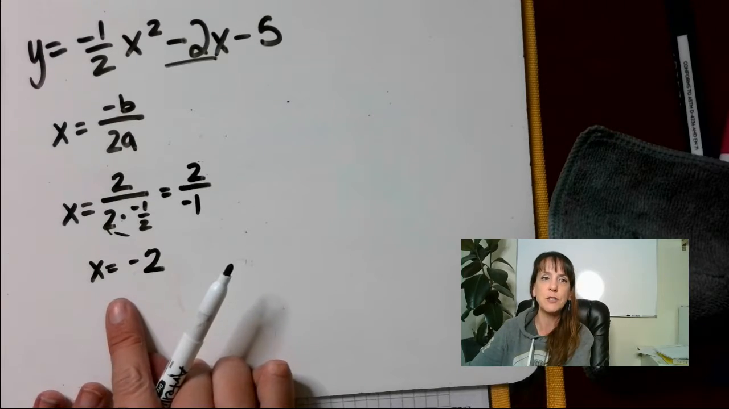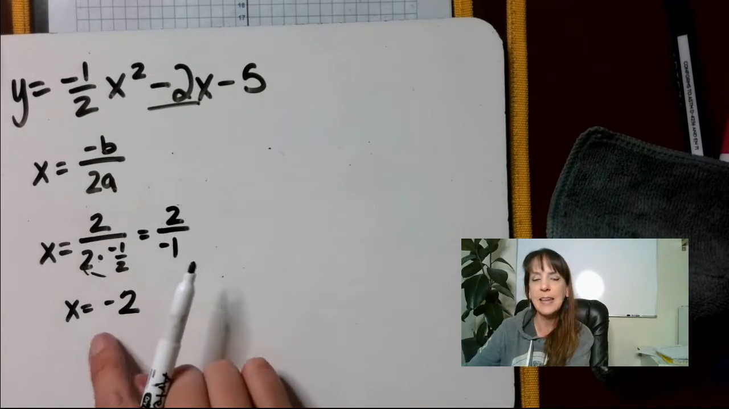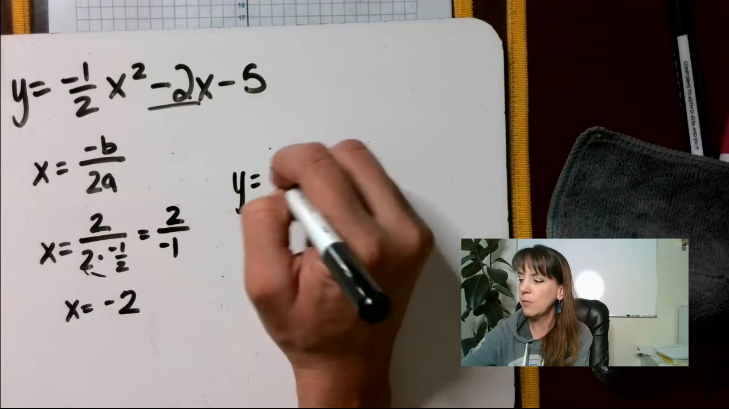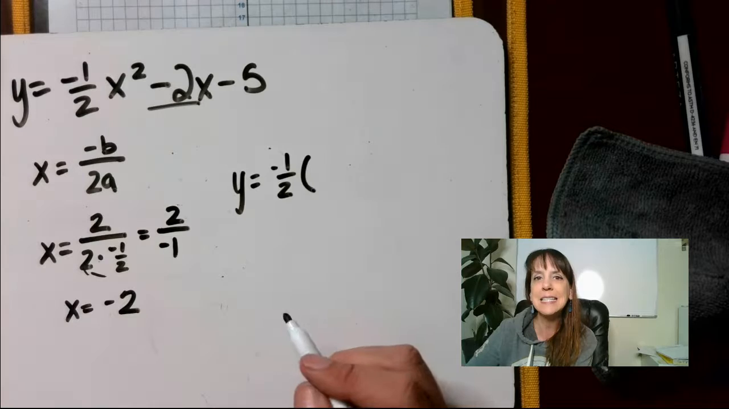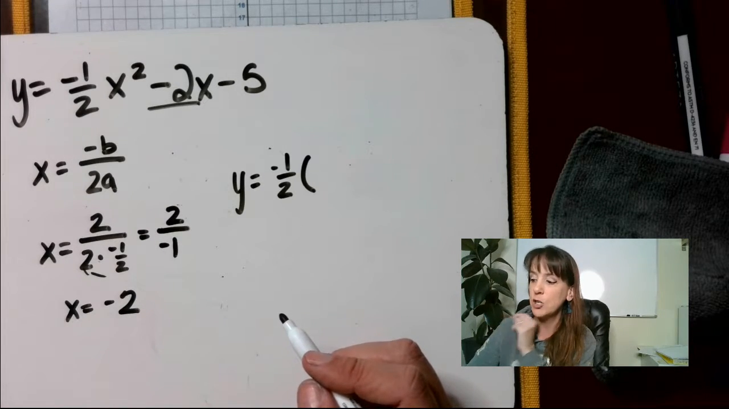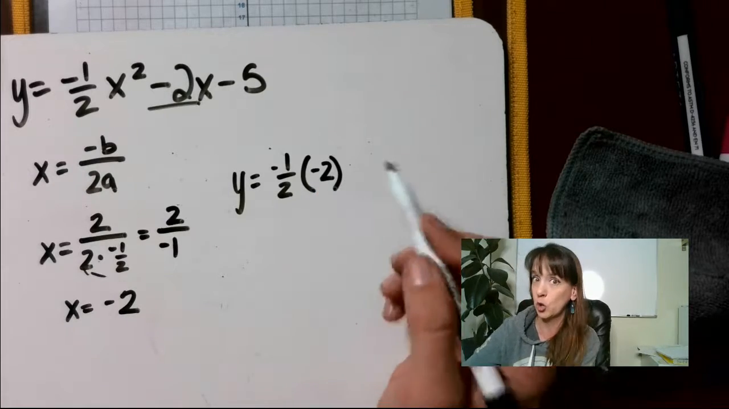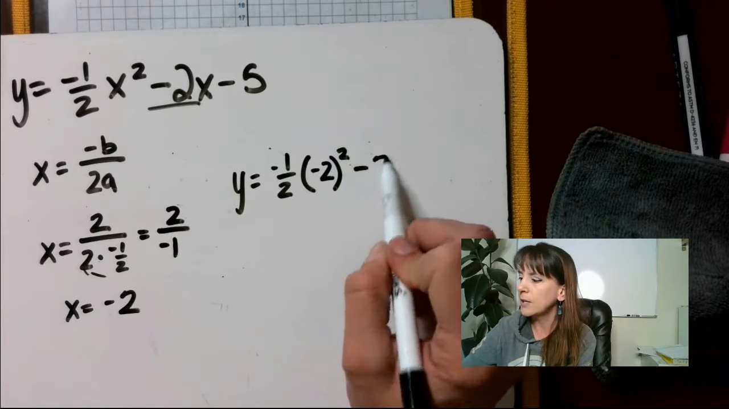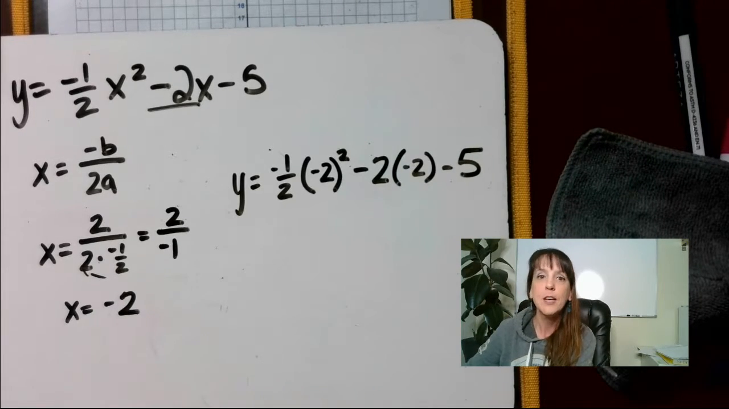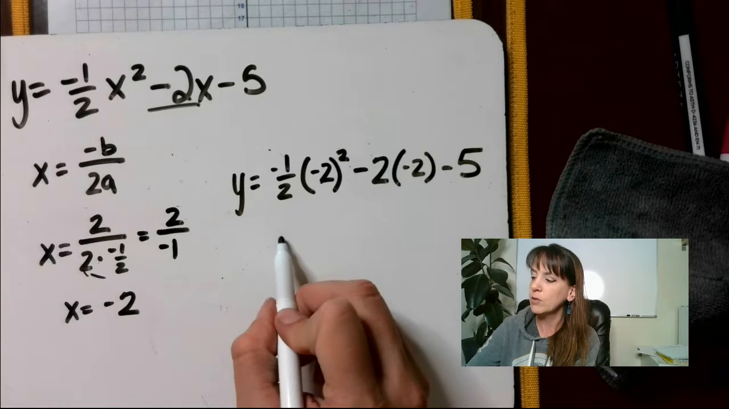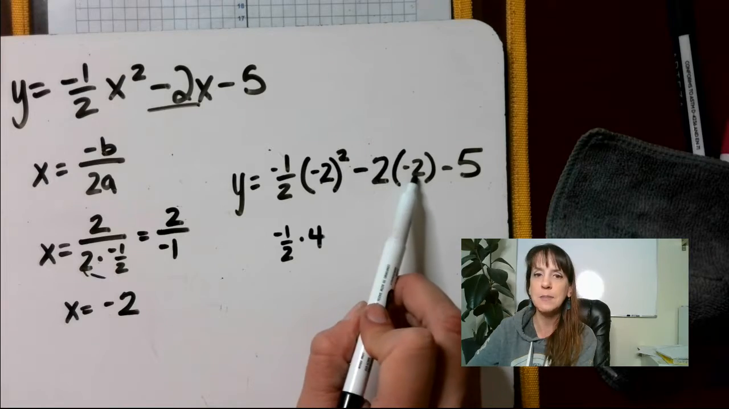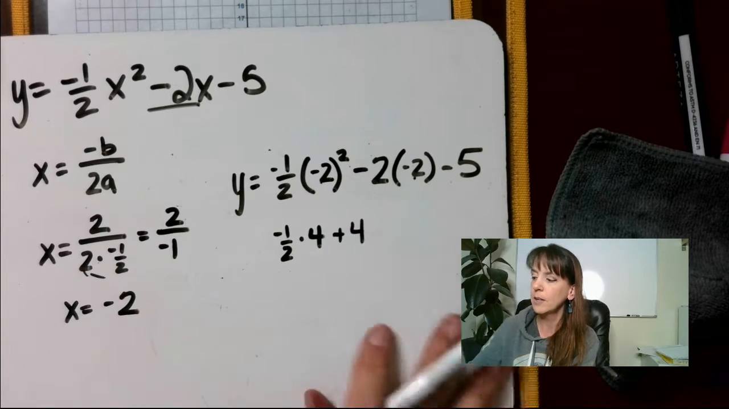So x equals -2. Now the second step is to take that -2 and plug it back in up over here. So y equals -1/2. And guys, do not skimp on this part and try and do it in your head. Write it down every time. You'll have a much easier chance of getting it all correct, okay? So squared minus 2 times -2 minus 5. Okay, so this guy right here is going to be 4. So I have -1/2 times 4, and then -2 times -2 is +4, right?